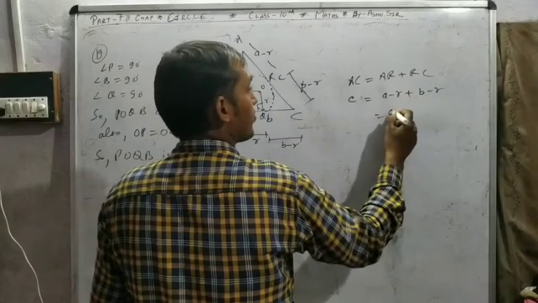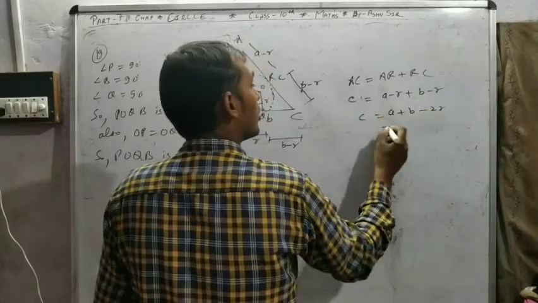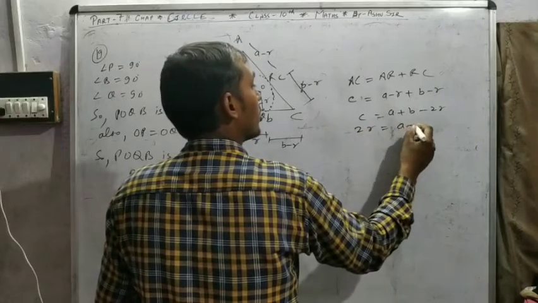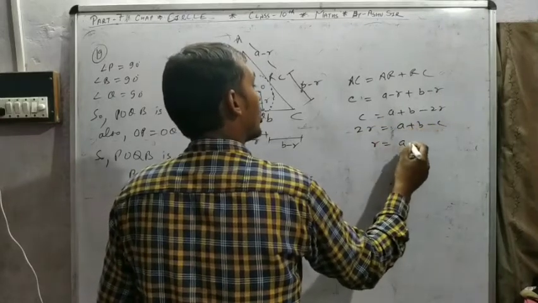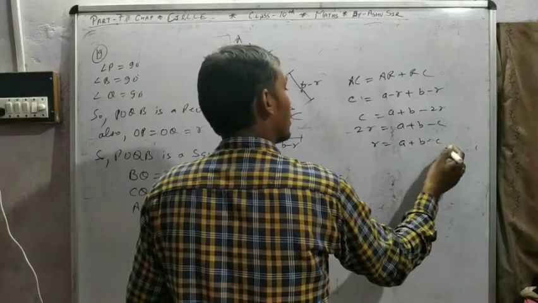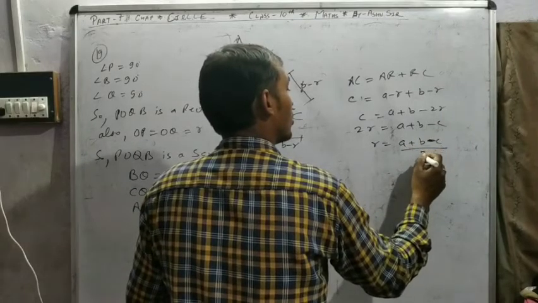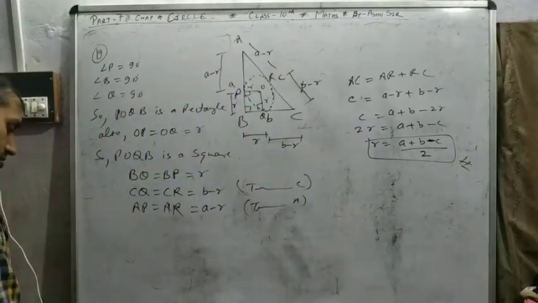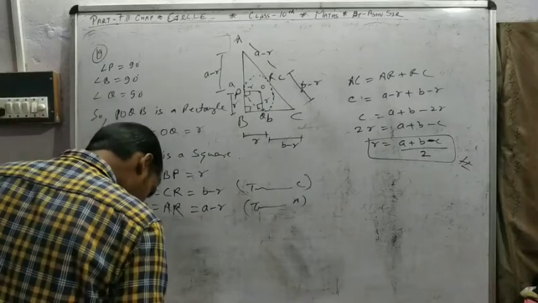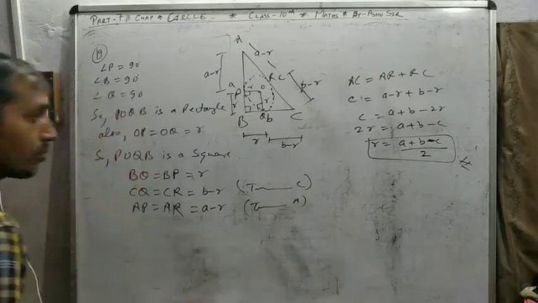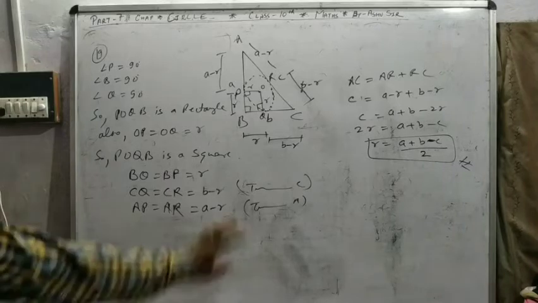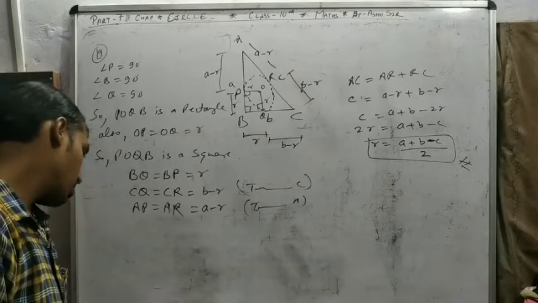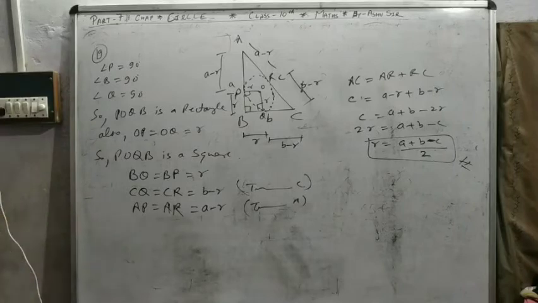You want R. So R sent to here: A plus B minus C. R is equal to A plus B minus C upon 2. Also, this is the proving part. Yes, A plus B minus C upon 2. So this logic is explained many times. That's a very good logic for solving all types of questions, tangents for triangles as well as quadrilateral. Pause, note down.